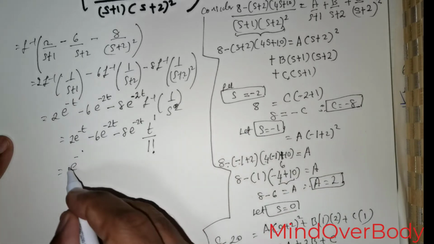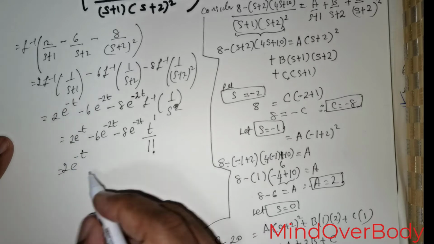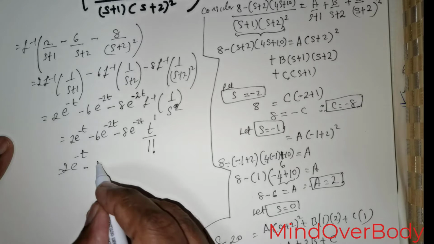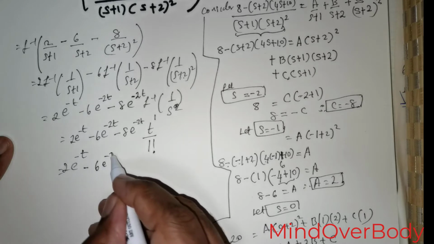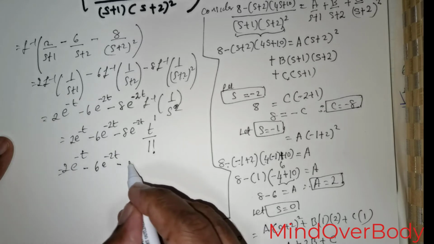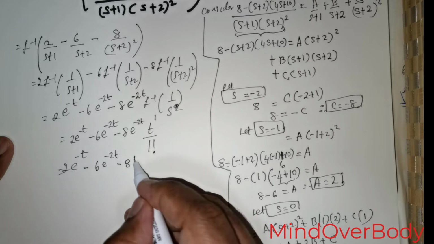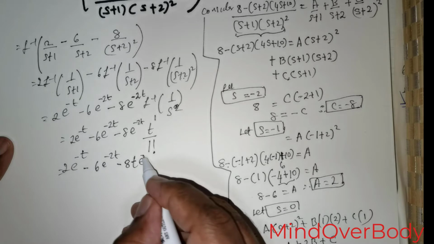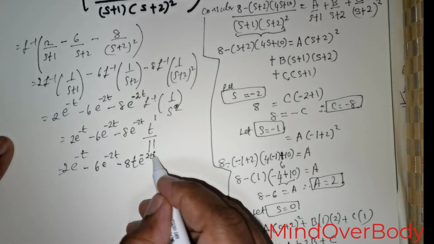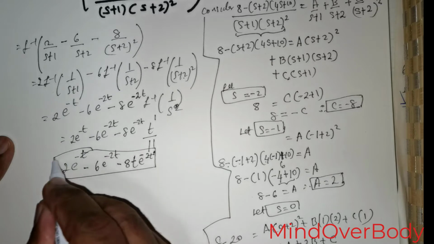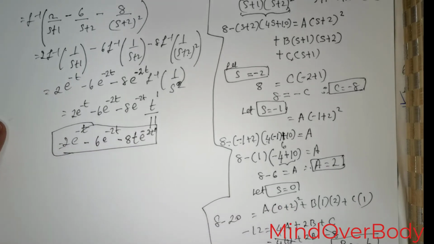Probably I cannot take anything in common for all of these, so I just retain it and write it as 2 times e raised to the power of negative t, and 6 times e raised to the power of negative 2t, and 8 times t times, and there's a t there, right? So 8 multiplied with t e raised to the power of negative 2 times t. So this is what I get. So this is the final solution for this question.